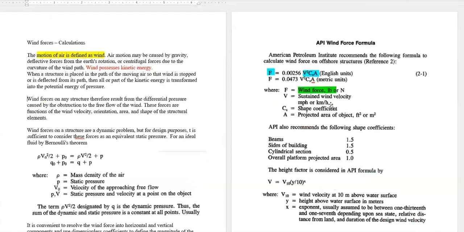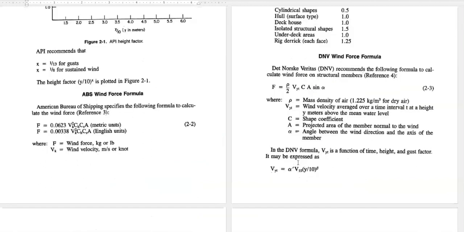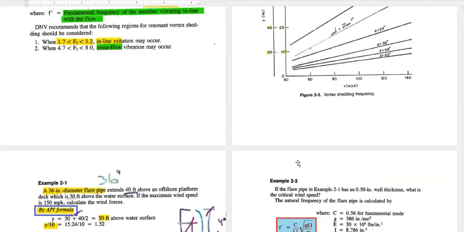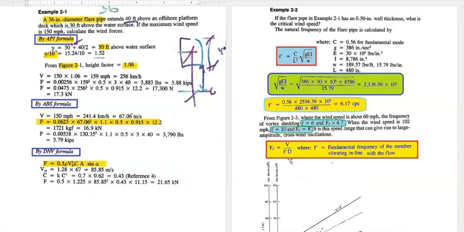V squared into CS into A. CS we need to see, 0.5, because it's a cylinder pipe, right? So 0.5, 3 into 40. So here we can see 417.3 kilonewton. API also has its own formula, and DNV also has its own formula. We can calculate it. Next one is the same flare pipe.